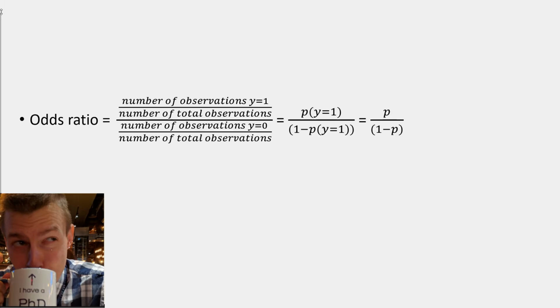Okay, before we take the ln of it, what is the odds ratio for y equals 1? The numerator for the odds ratio for y equals 1 is the total number of observations where y equals 1 divided by the total number of observations. The denominator is the total number of observations where y equals 0 divided by the total number of observations. Put more compactly, it's the probability of getting y equals 1 over 1 minus that probability.